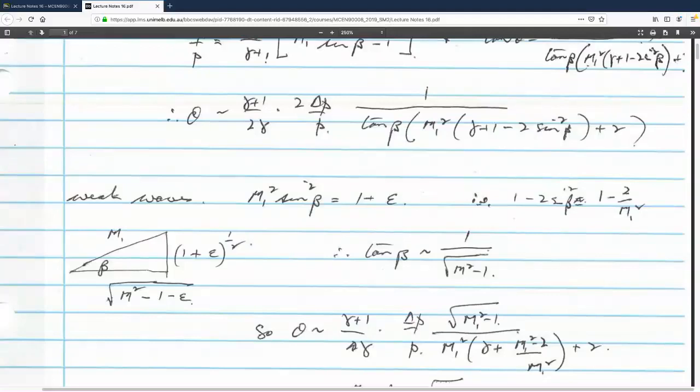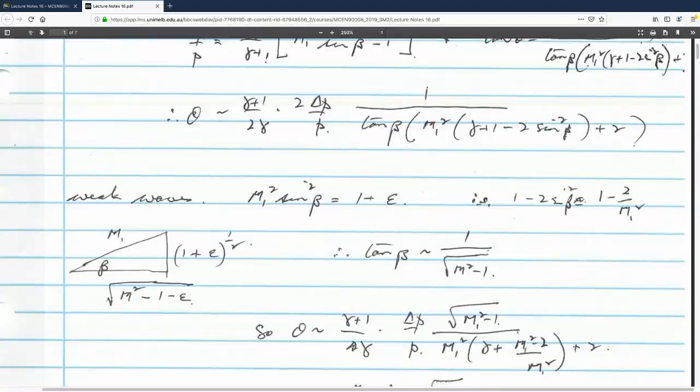So I can put this into this expression. I cancel the 2's, and so theta is equal to delta p over gamma, gamma plus 1. And now this tan beta is going to be 1 upon the square root of M squared minus 1, so it's up here in the numerator, and then I've got this quantity here. And if I work this out, I have 1 minus 2 sine squared beta. I can work that out, and this is here.